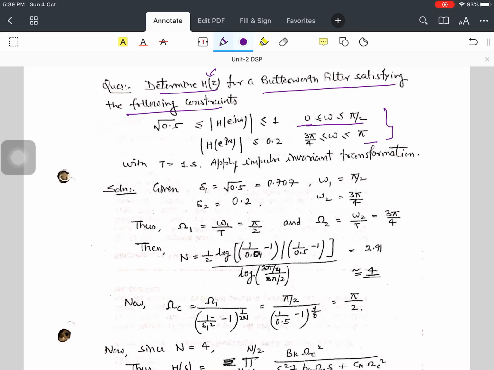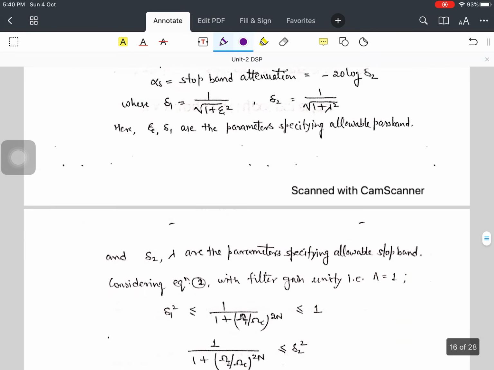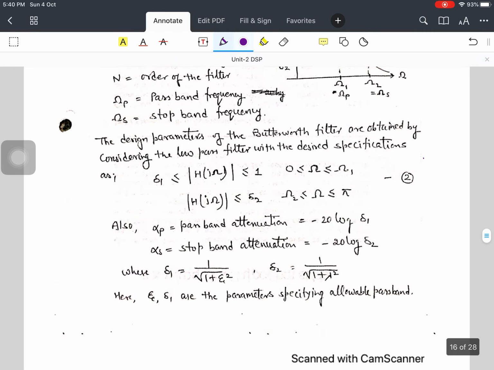Firstly, we will compare this constraint with the generalized constraint. You can see here, when we were discussing the basic definition of the Butterworth filter, this is the generalized form of the magnitude response. Mod of H(jΩ) lies between δ1 and 1, for Ω from 0 to Ω1. Mod of H(jΩ) is less than or equal to δ2 for Ω from Ω2 to π.